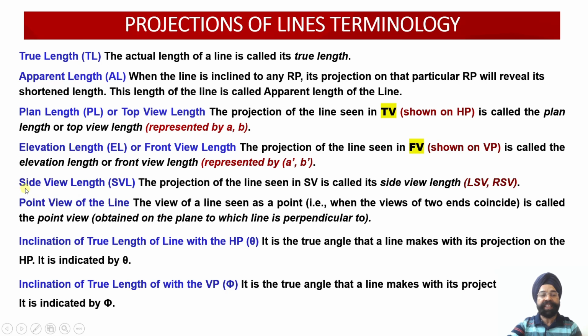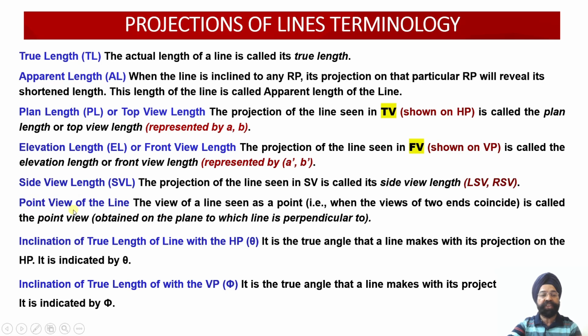Then the next definition is side view length. Whenever we look at the object from the side, it can be from the left hand side or from the right hand side, the projections of the line as seen on the profile plane in the side view will be called side view length. And there can be two types of side view lengths: one can be left side view and another one can be right side view.